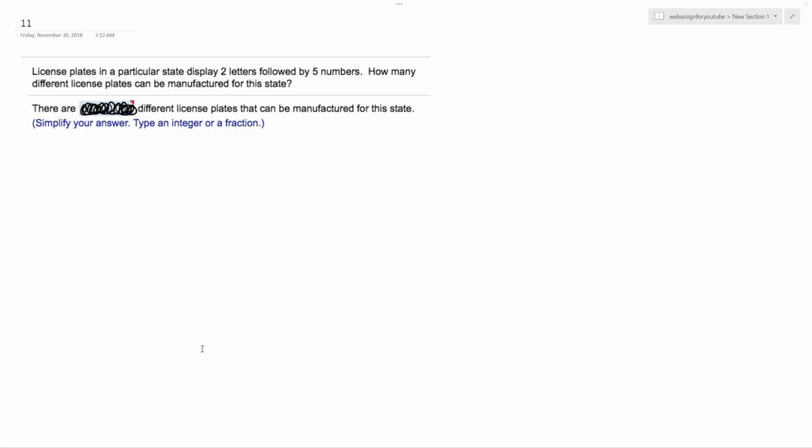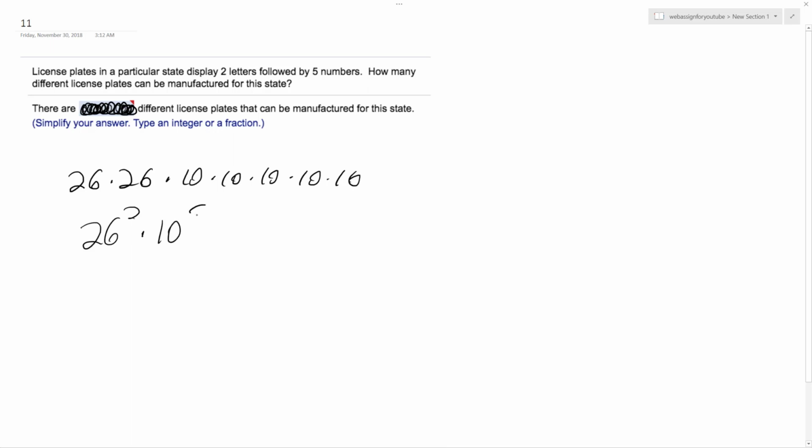All right, so license plates in a particular state display two letters followed by five numbers. So essentially what you're doing here, there are 26 letters in the alphabet, so it's going to be 26 times 26 times 10 times 10 times 10 times 10 times 10, or you could simply say 26 squared times 10 raised to the fifth.